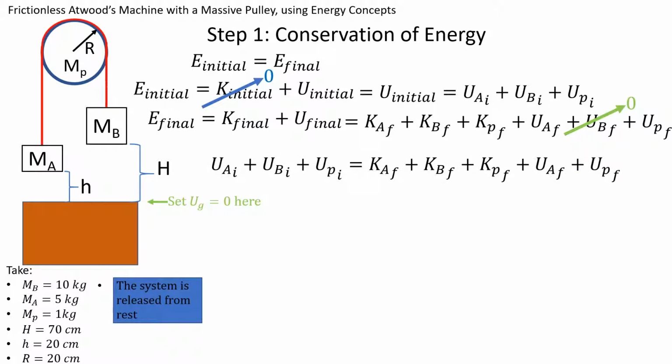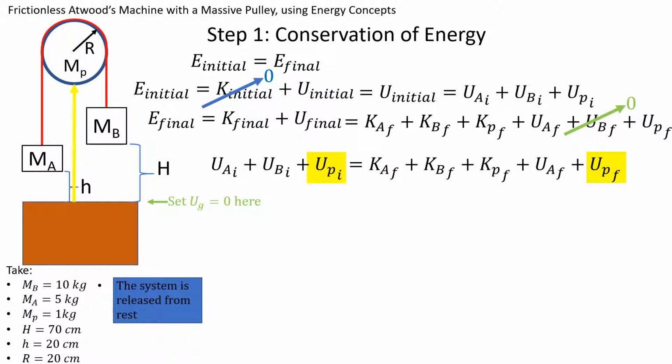And so we can equate the initial energy, which is only the potential energy of each item, with the final energy, which is the kinetic energy of each, plus the potential energy of mass A and of the pulley, because the potential energy of mass B is 0 at the table.